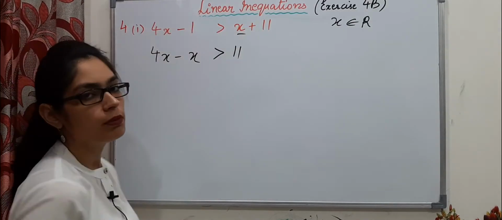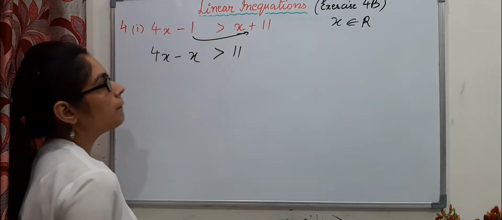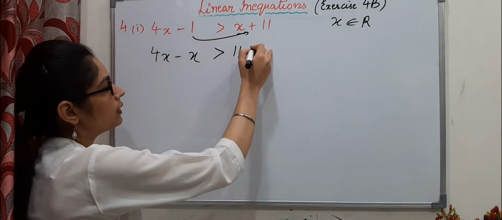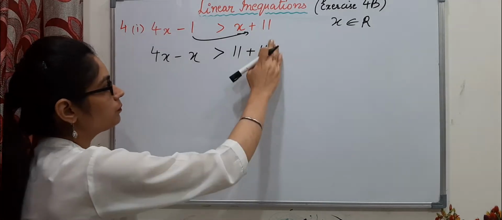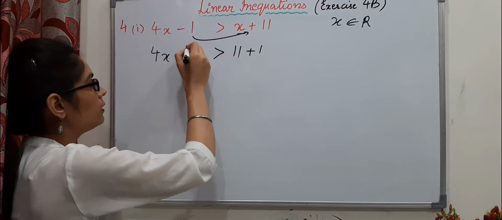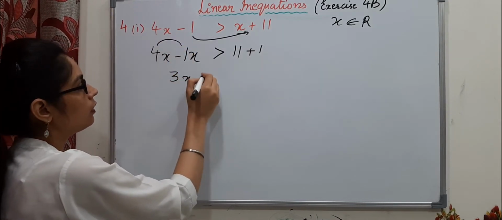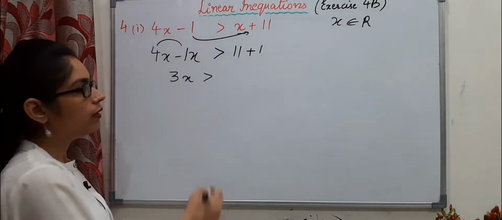minus 1 and 11 both of these are like terms. So minus 1 I will shift to this side, minus 1 on changing the side will be changed to plus 1. So 4x minus x, x means 1x, 4x minus 1x is equal to 3x, greater than 11 plus 1 is 12.